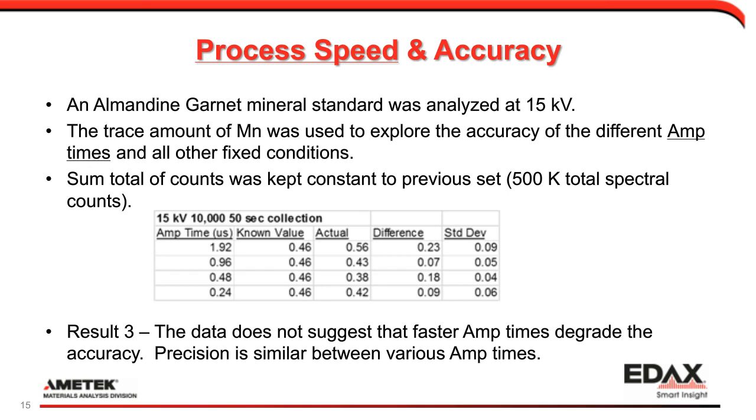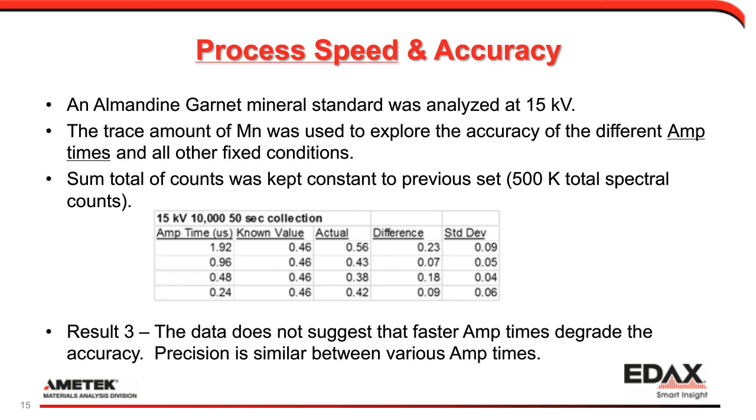In this study, we kept the sum total of counts constant, so we still have that 500,000 total spectral counts again, but we've varied the amp time. And so what we're looking at here in the column to the left is that the amp time is speeding up as we go down the list. So the 1.92 is the longest amp time that we're using. The 0.96 was the one that we used in the earlier two examples, and then we've also gone faster. And so these are quite fast processing times.